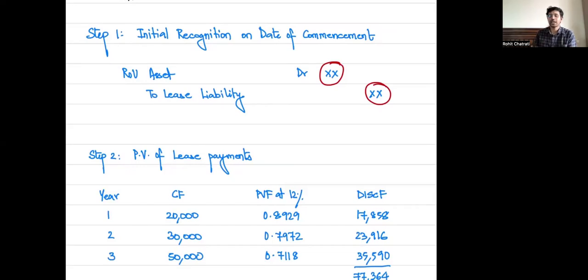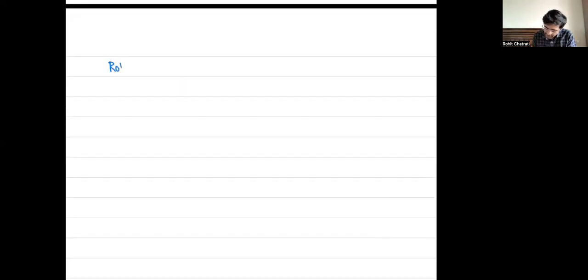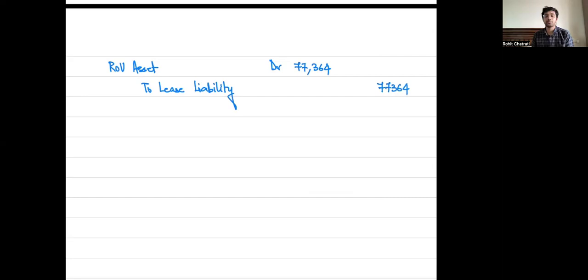All right. On the date of commencement of lease, the lease commenced today. I'm calculating the present value of the lease payments expected to be made standing today, and that is equal to 77,364. And I am going to recognize right of use asset and lease liability to the tune of 77,364. So it is going to be right of use asset debit 77,364 to lease liability 77,364. All right, with this, we are done with the initial recognition in the books of lessee.